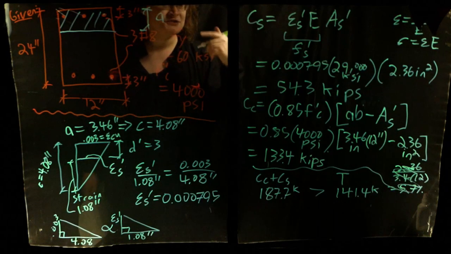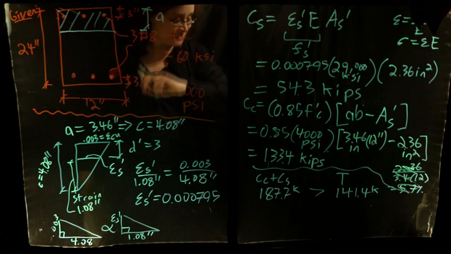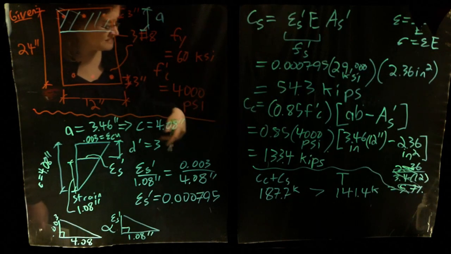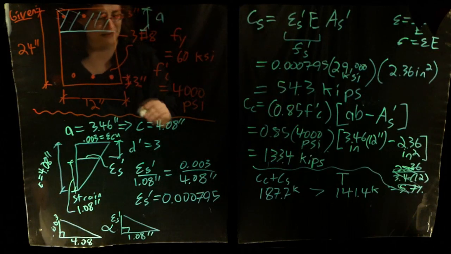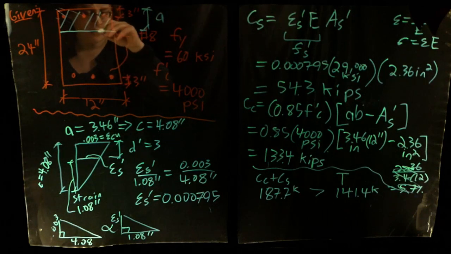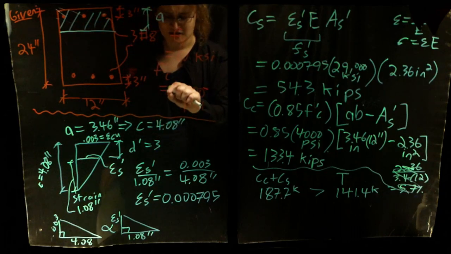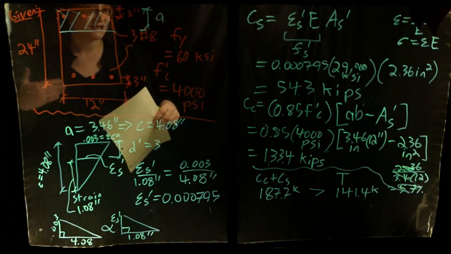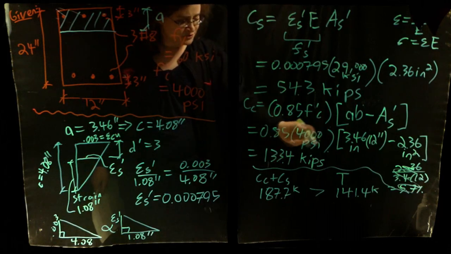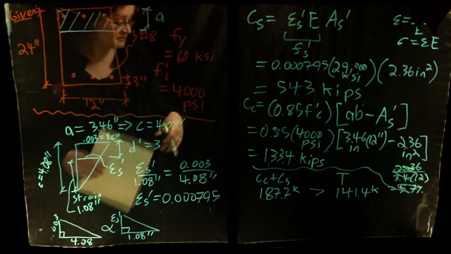But here, what we're doing is we are guessing a C, iterating, seeing if we're in equilibrium or not, and then based upon that, we determine how we need to adjust our assumed C. And we just keep doing that until we end up with something that is reasonably close, within a fraction of a percent or so.